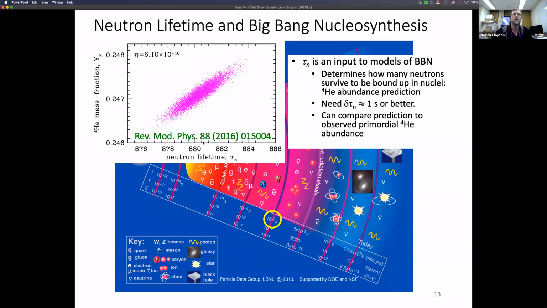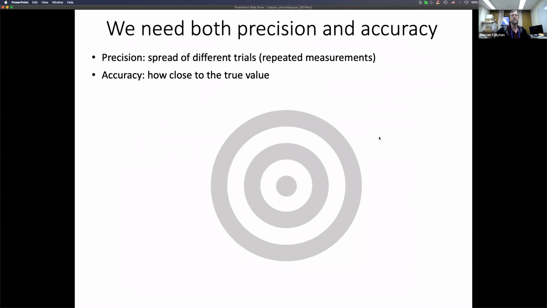So it has to be good enough for that calculation. They need basically 1 or a few seconds or better in order to not be a problem here for this prediction of the helium-4 mass fraction. And the other thing you can do is turn it around and compare this prediction to the observed primordial helium abundance. So this is probably obvious, but we need both precision and accuracy.